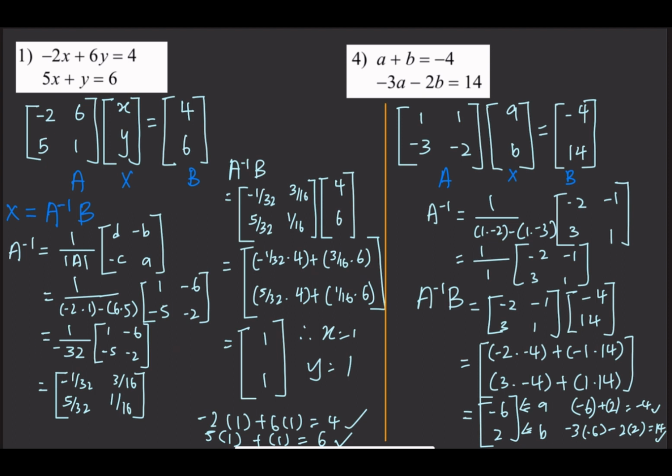And that's it for how we can solve using what we call the adjoint method. In the following video, we'll be going over Cramer's rule to solve 2x2 matrices. Make sure to check that one out.